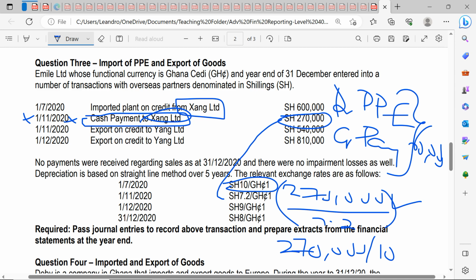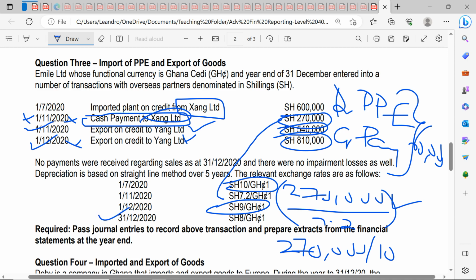And then on the same day, they made sales. Here you have 540,000 of sales at the same rate of 7.2. So we recognize receivable and credit sales. Then on 1st December, we again recognize sales, but at the rate of 1st December, which is 9 shillings. So we recognize credit sales and debit receivable on 1st December.